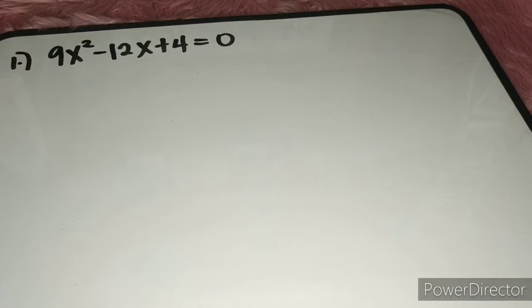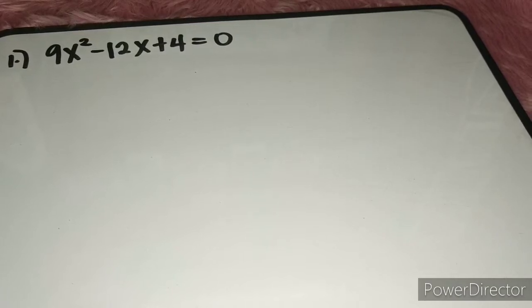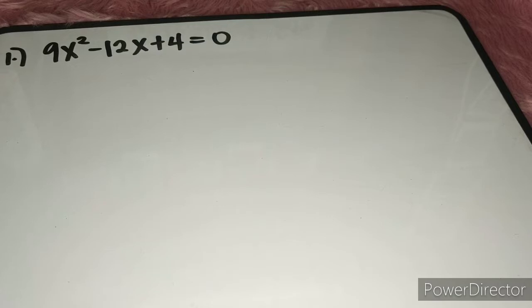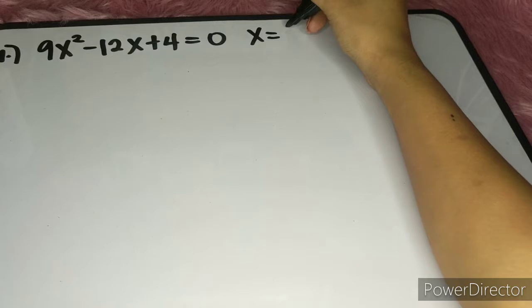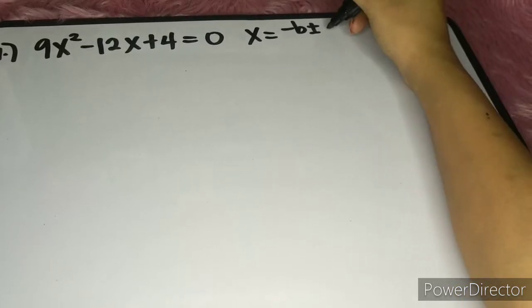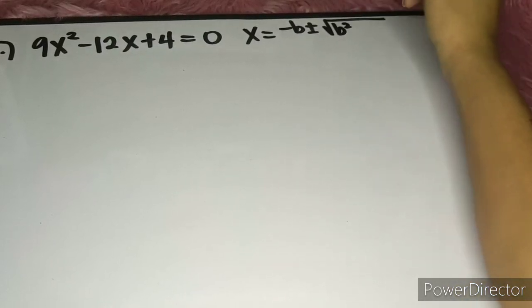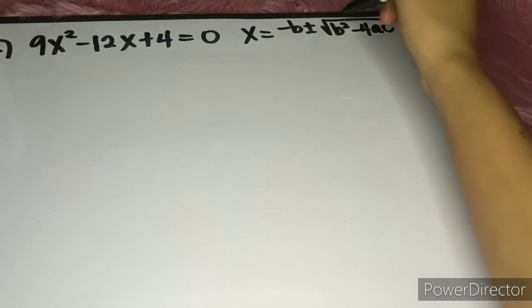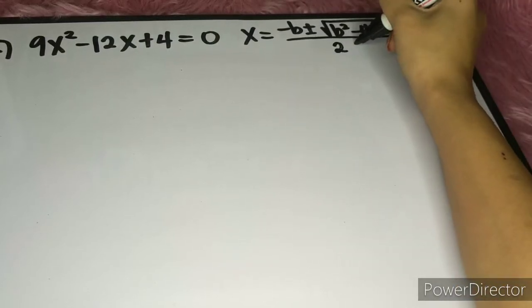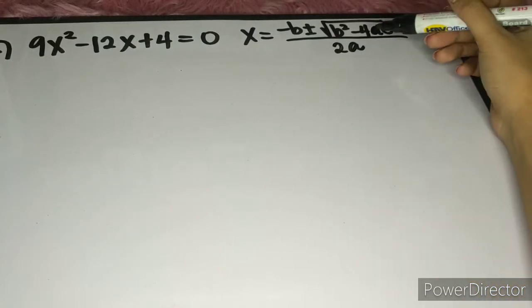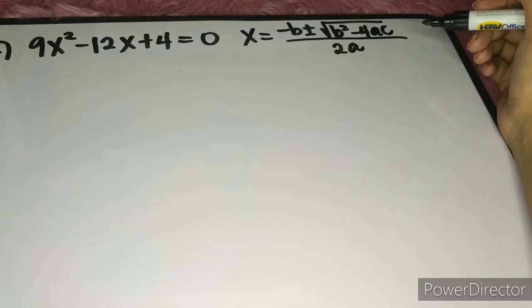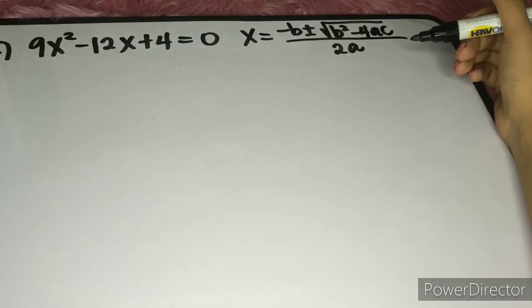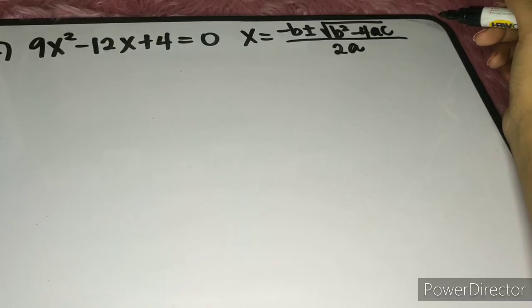Let's now find the roots of this quadratic equation by using the quadratic formula, wherein our quadratic formula is x equals negative b, plus or minus the square root of b squared minus 4ac, all over 2a. The b squared minus 4ac is what we call the discriminant. When we say discriminant, it tells us how many real roots we will obtain.